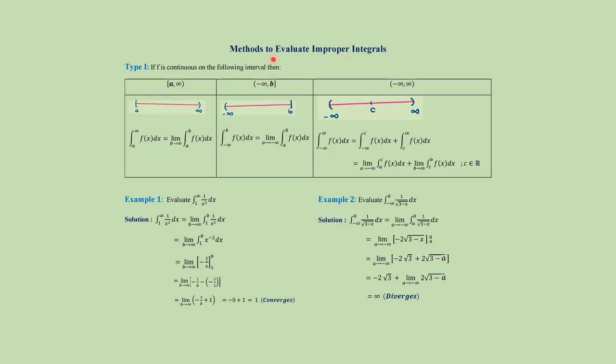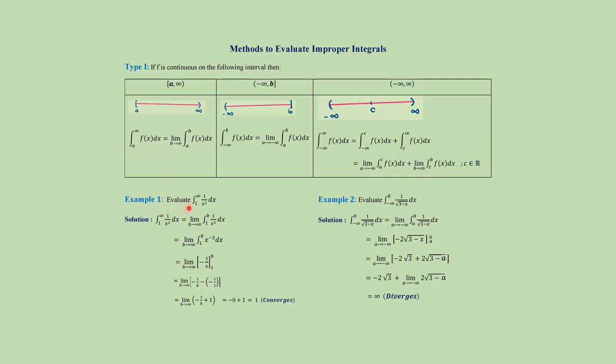Methods to evaluate improper integrals. If the function f is continuous on this interval and the upper limit is infinity, then replace this upper limit by b and write limit of b approaches infinity. If the lower limit is negative infinity, then replace this lower limit by a and write a approaches negative infinity. Now, if both lower and upper limits approach infinity but in opposite sign, then divide this interval into two subintervals. One from negative infinity to c, and another one from c to positive infinity, where c is an arbitrary constant in this interval. Now, to evaluate this part, follow this technique, and to evaluate that part, follow this technique.